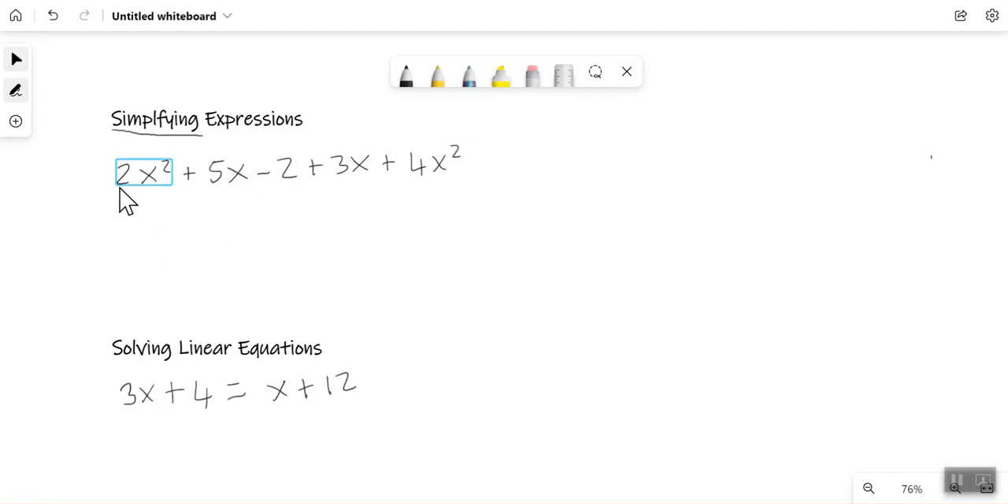Within the term, you have first of all the variable, which in this case is x. You have the number in front of the variable, which is called the coefficient, which is 2. And then in this case, we have an index or a power. Basically, the rule when it comes to simplifying an algebra expression is we can add or subtract only like terms.